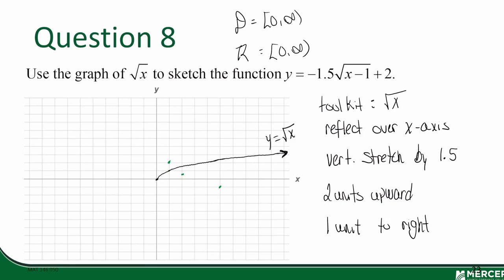Next perfect square is 9, which happens at x equals 10. All right, 3 times 1.5 would be 4.5, so it's negative 4.5, and then add 2, negative 2.5. So it'd be like right there.